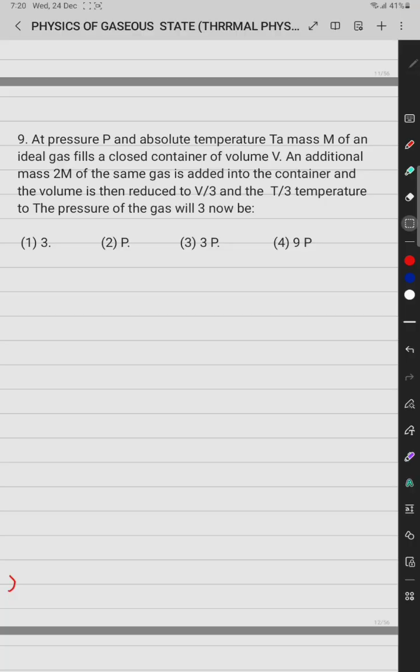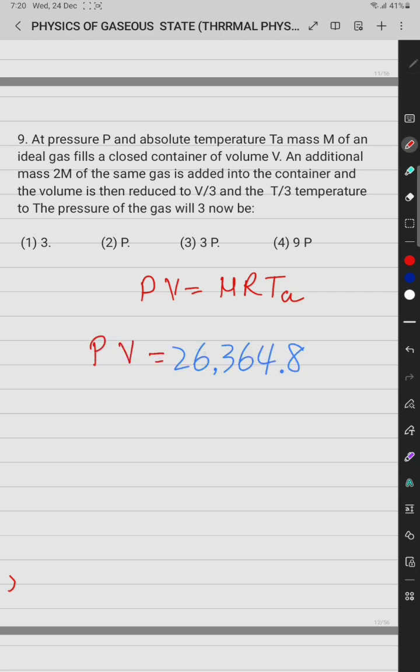In the next problem, pressure is P, absolute temperature is T, and mass of the gas is capital M. Then we know according to ideal gas equation, if the pressure is P, then PV is equal to μRT. T is the temperature of the gas. And the number of mole की बात करें तो PV equal to the mass of the gas upon molecular weight is the number of mole, and that is RT in the first situation.